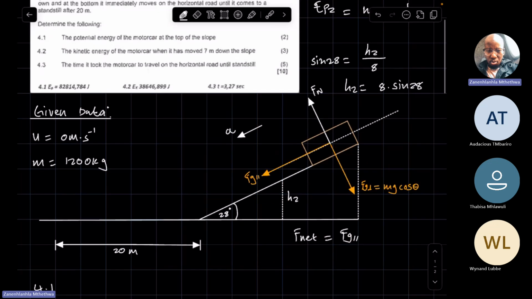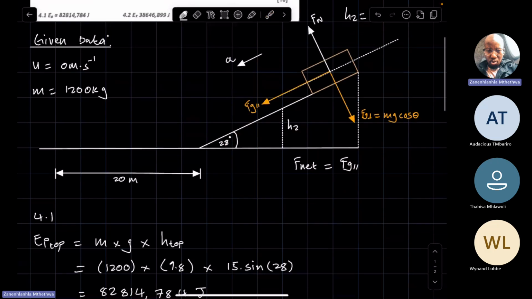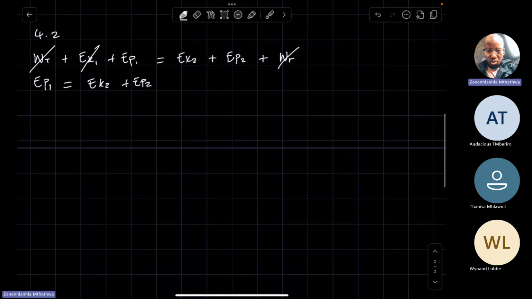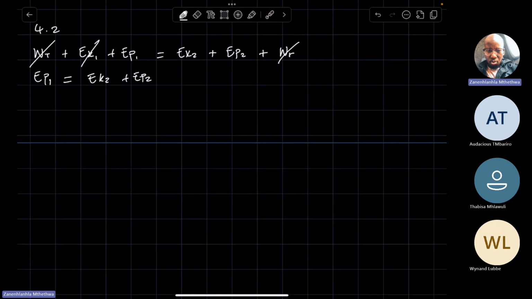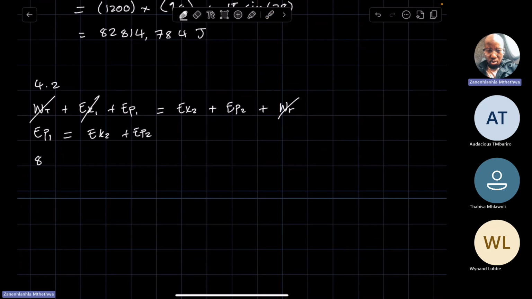Right, and that essentially gives us the height H. I mean, that gives us H2. Having gotten H2, it means we can get EP2. So now, going back to our equation, we are looking for EK2. So we can say here EP1 we know is equal to 82814,784, which is equal to EK2, which is what you're looking for.